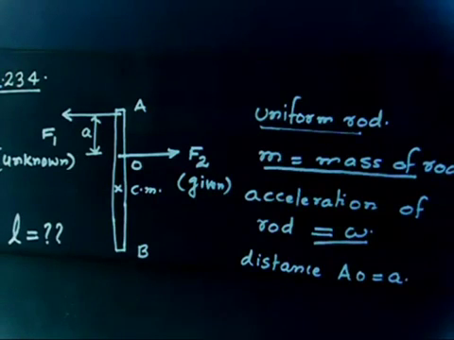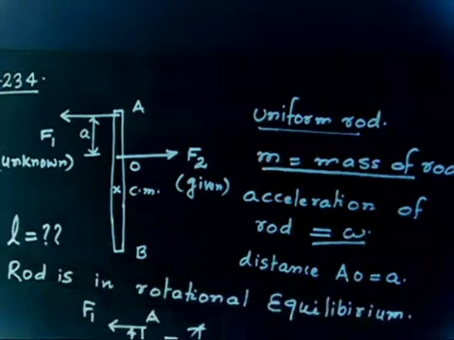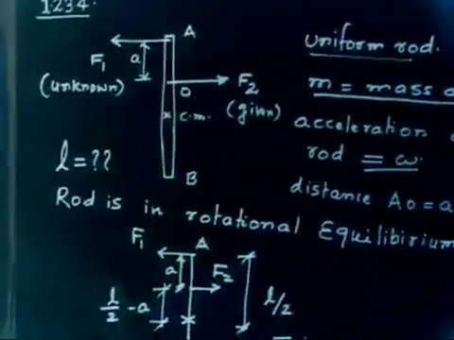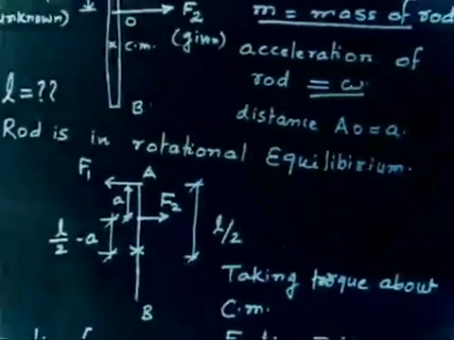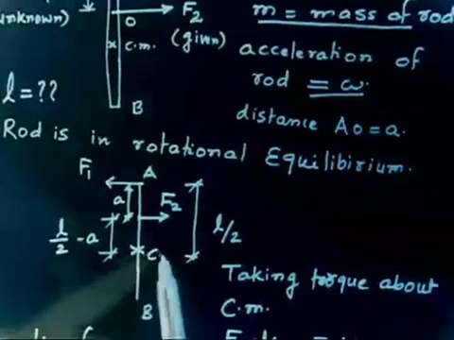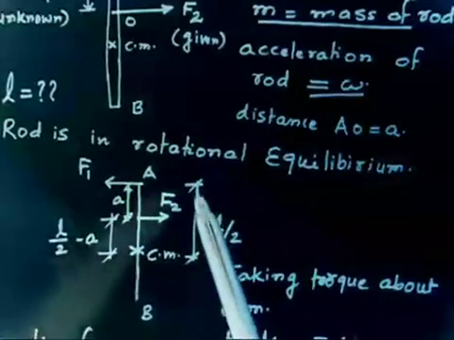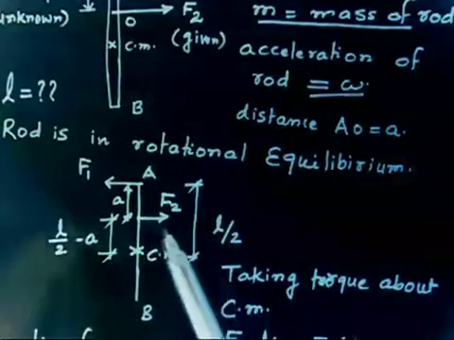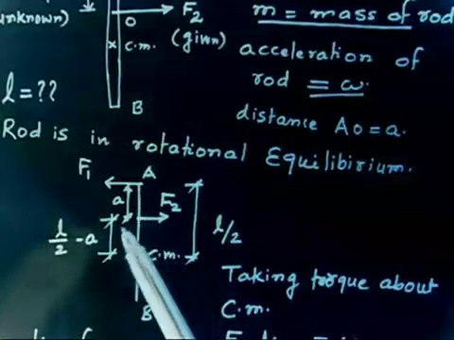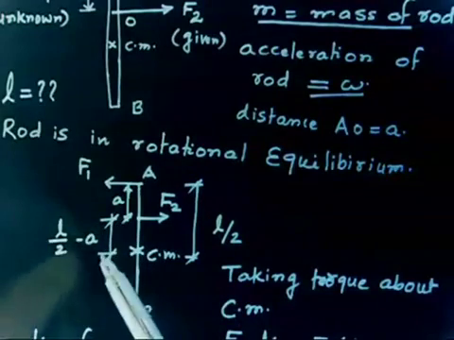Okay, let us discuss the solution. Maybe some of you are able to discuss. So let us make this kind of diagram. My center of mass is here. If the total length of the rod is L, this distance is L by 2. If this distance is A, then I can say this distance is L by 2 minus A.